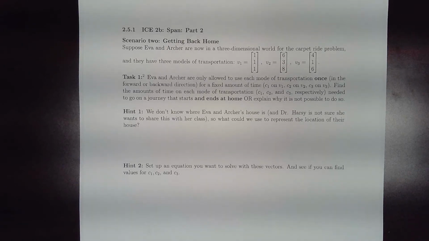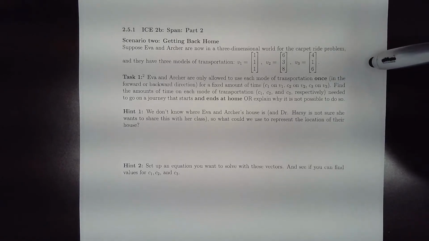Alright, so here's a little bit of another way of looking at some of the stuff for span. Let's say we're looking back at our idea of that carpet ride problem for Eva and Archer where they're trying to travel. Now they've got three modes of transportation, and now they live in a three-dimensional world. So now V1 will be 1, 1, 1, V2 will be 6, 3, 8, and V3 will be 4, 1, 6.